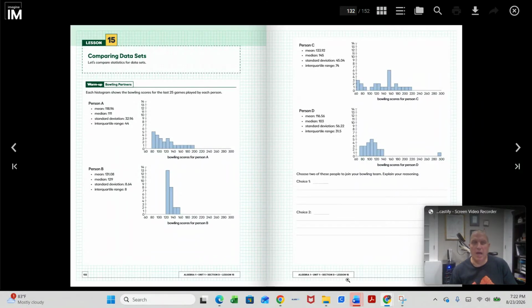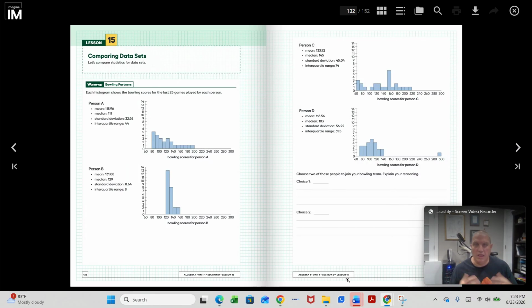All right, guys, in lesson 15, we're going to start to compare data sets. And so this is a really important lesson. This is going to kind of do it for our first unit because we need to be able to compare statistics for different data sets.